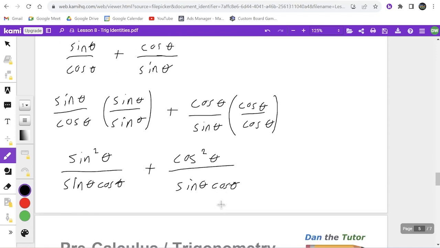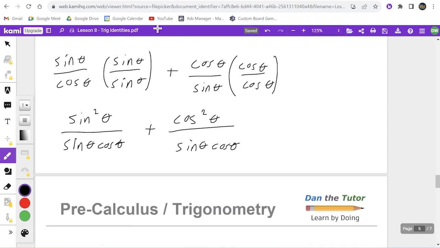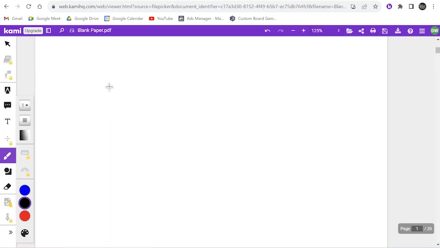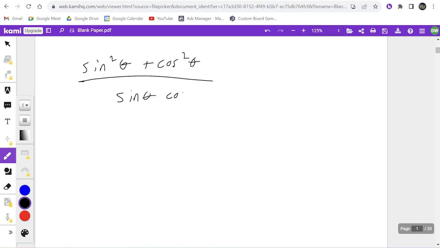Because these two denominators are the same, I can now write them as one fraction. In other words, I've got sine squared theta plus cosine squared theta all in the numerator, and in the denominator, I have sine theta times cosine theta. Hopefully you recognize what the numerator looks like. Sine squared theta plus cosine squared theta, that's just 1, because that's a Pythagorean identity. And so for that reason, I've just got 1 over sine theta times cosine theta.